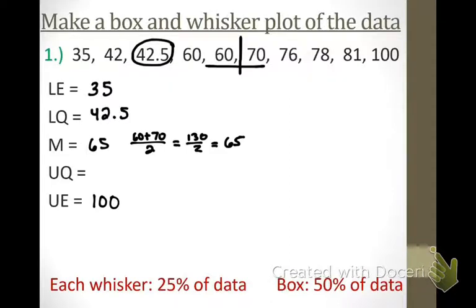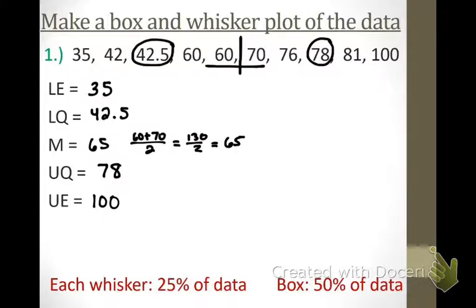That's because that is directly in the middle of the lower half of the data. So looking at the upper half of the data, because my upper quartile is the median of the upper half, what is my upper quartile? 78. Go ahead and circle it, and then let's write that down.